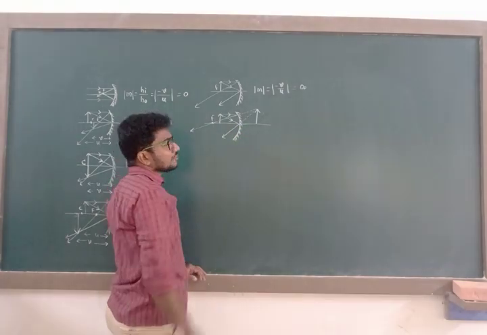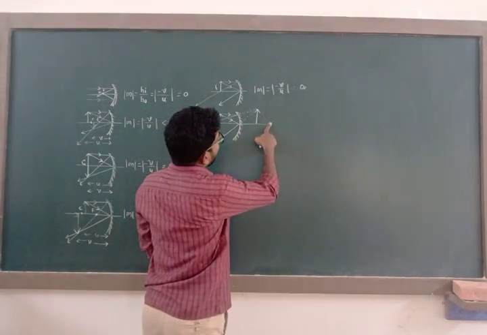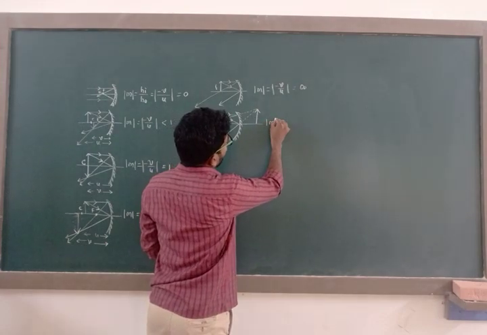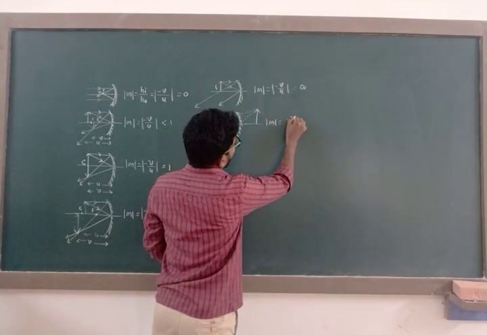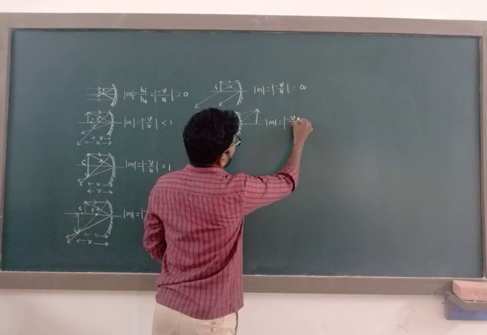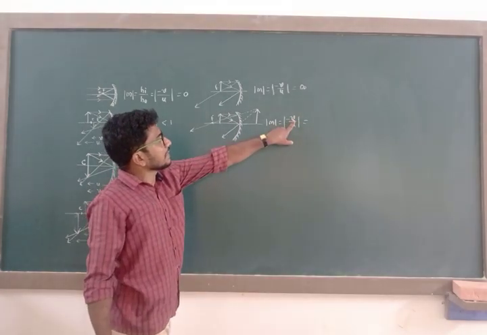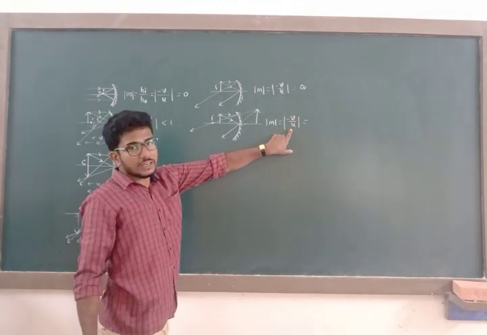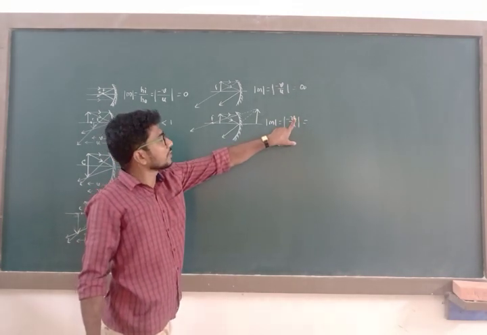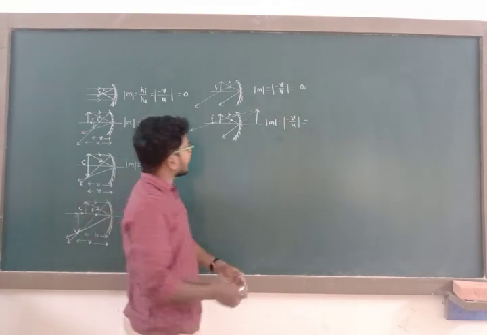Image distance, object distance. Then linear magnification is equal to minus v divided by u. Here image distance is greater than object distance, numerator value is greater than denominator value.